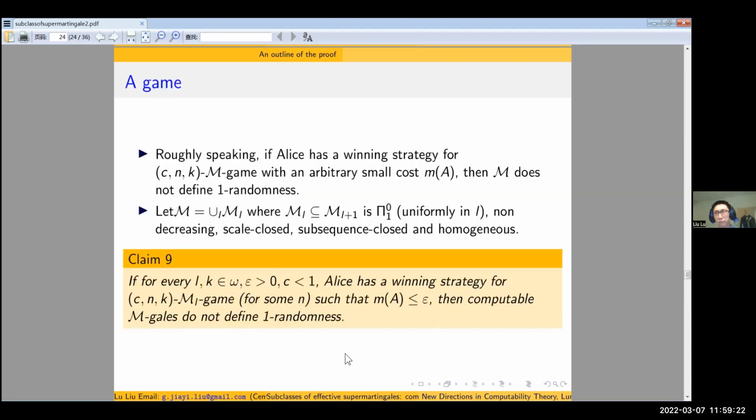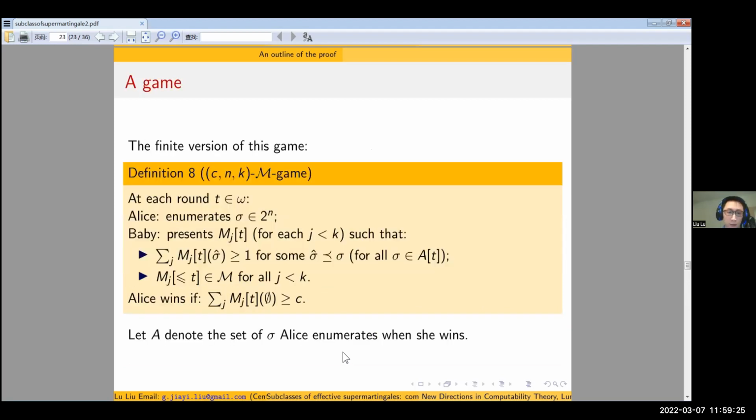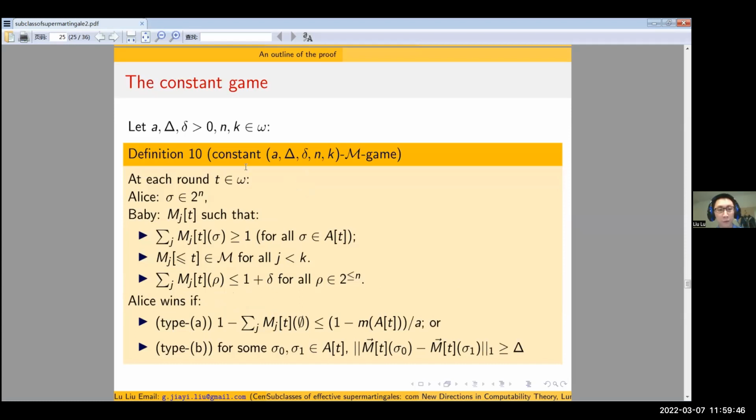So the proof, roughly speaking, is by reducing this game into a series of other games, each being easier for Alice to win. If Alice has a winning strategy for this game, then she has a winning strategy for the previous game, and so forth. And in the end of this reduction, we reach the following game, this constant game. I'll just roughly introduce this. This is also a round game, where Alice enumerates a string, and Baby presents supermartingales that are members of M. This part is the same. But the winning criterion of Alice is different.